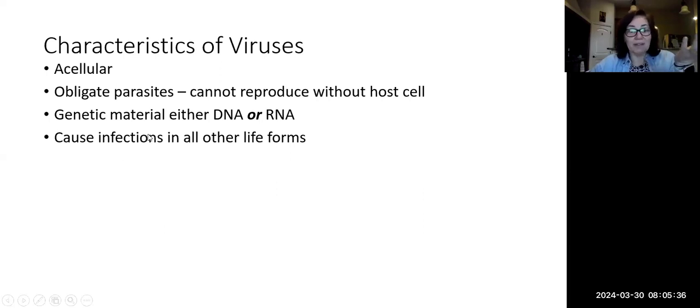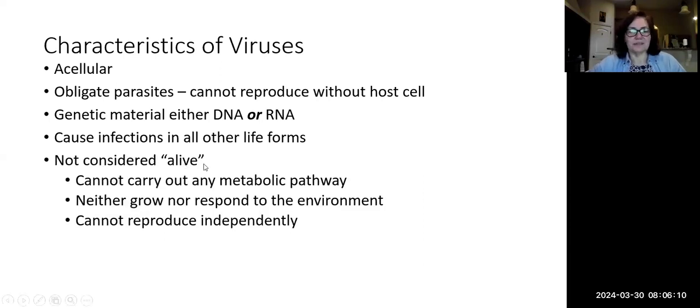So yeah, every last place where they can make copies of themselves, there's no good relationship. They cause infections in other things. Certain viruses target certain bacteria, certain viruses target plants, some of them target animals. Crazy. But all of them have to be inside one of those other living cells in order to make copies of themselves.